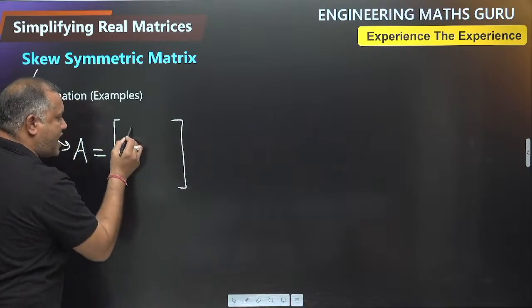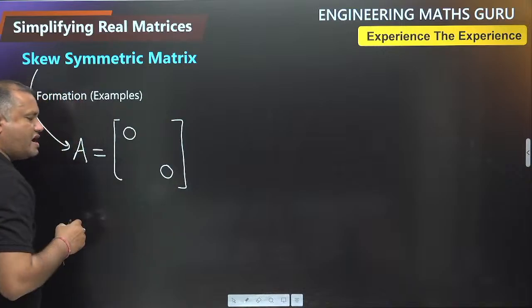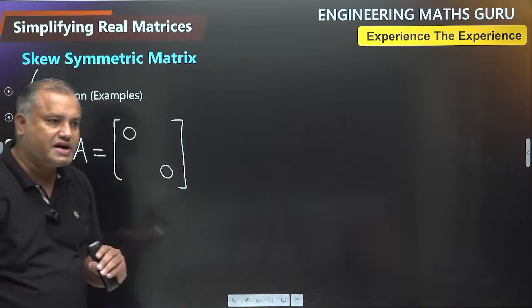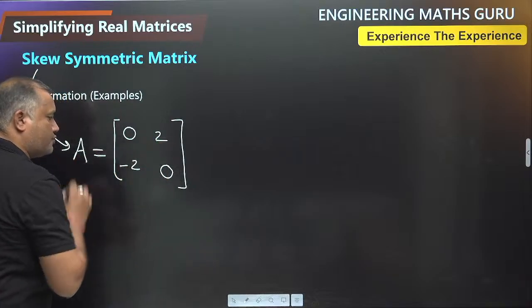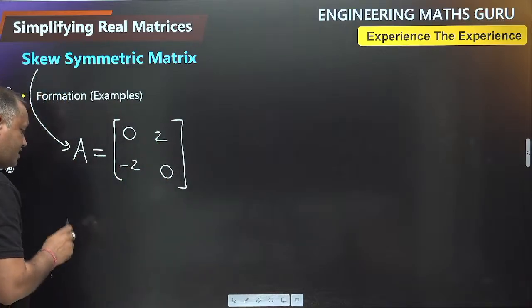Diagonal elements are compulsorily 0 and off diagonal elements are just connected with a minus sign. If this is 2, this must be minus 2. Alright? Yes sir. Another example.